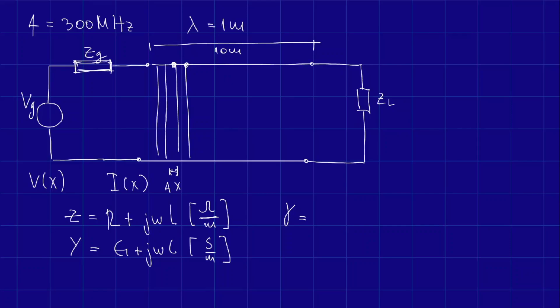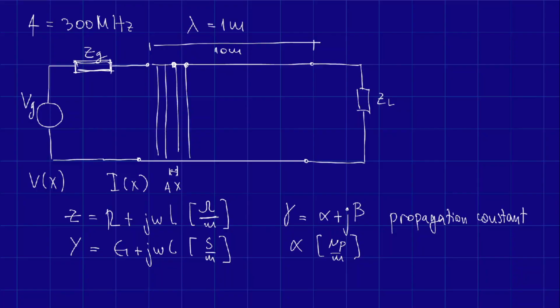is gamma, which is written like this: alpha plus j beta. This is called the propagation constant, where alpha is the attenuation constant, measured in Nepers per meter. This alpha basically tells us how much our signal will attenuate during the travel in the line. And beta is the phase constant, measured in radians per meter, and it tells us how much phase shift happens per meter. Another way to define gamma is the square root of the impedance times the admittance.